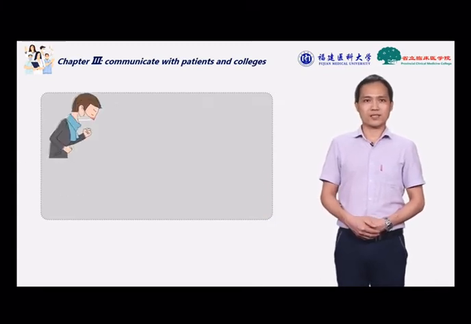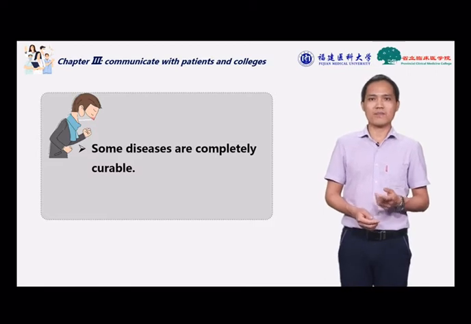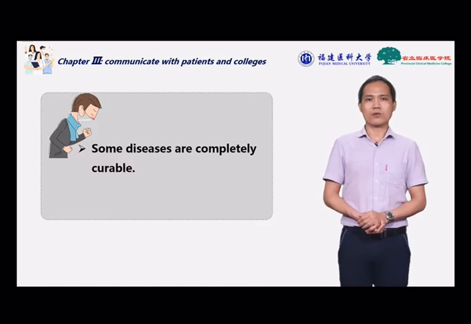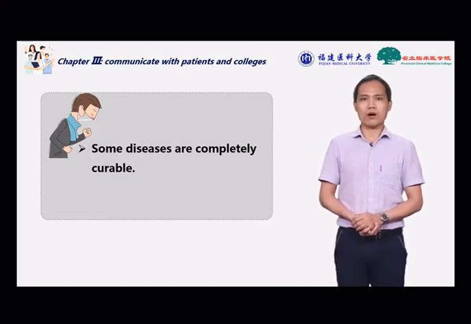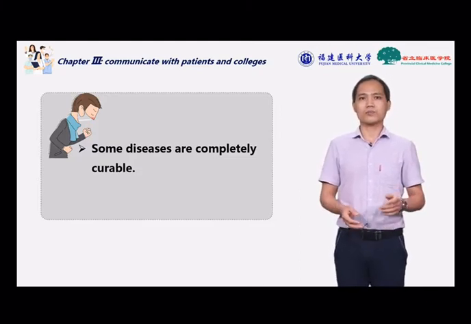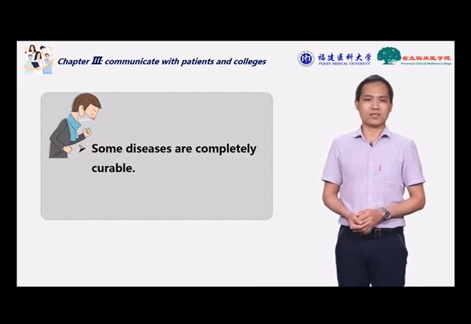This means that some diseases are completely curable. For example, infectious diseases and early stages of certain diseases can be completely cured under modern medical conditions. Unfortunately, however, the proportion of such diseases is not too high, and it would be nice to reach around 20%.